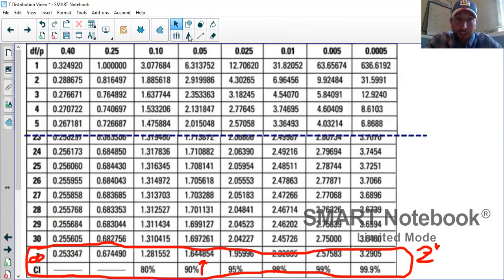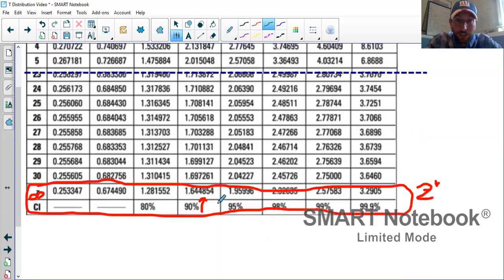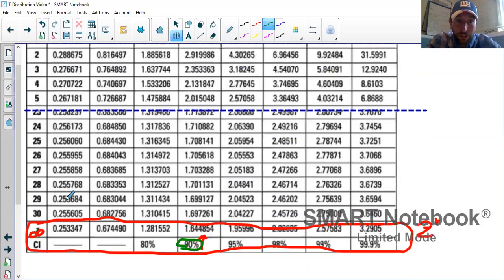But here, to get a t star, what I can do is look up the degrees of freedom and my confidence level and see where those meet. So we're talking 90% confidence. We have 29 degrees of freedom, right? Boom, see where those meet. So there's my critical value. So going back to yesterday's video, this is how I could get that t star for the confidence interval formula.